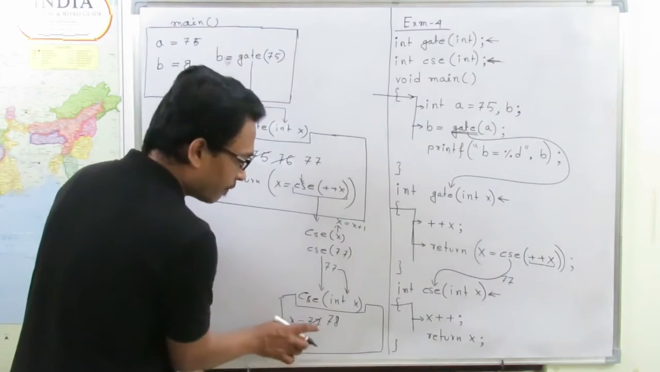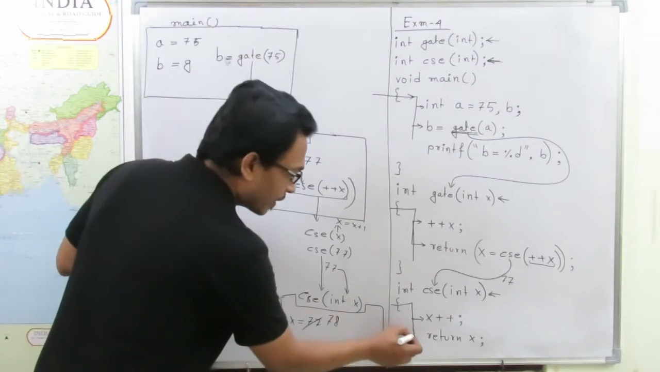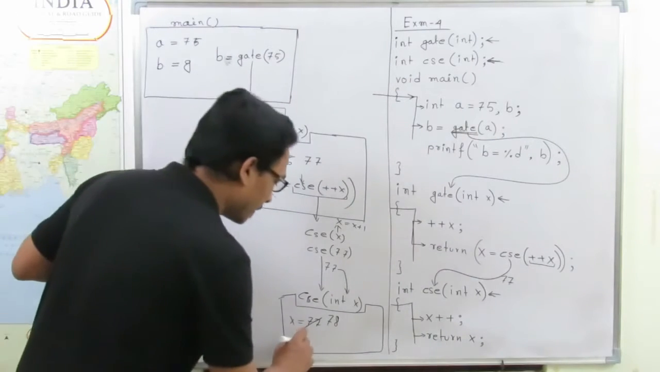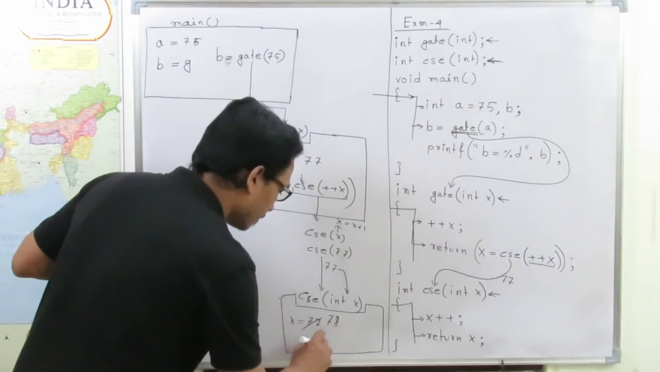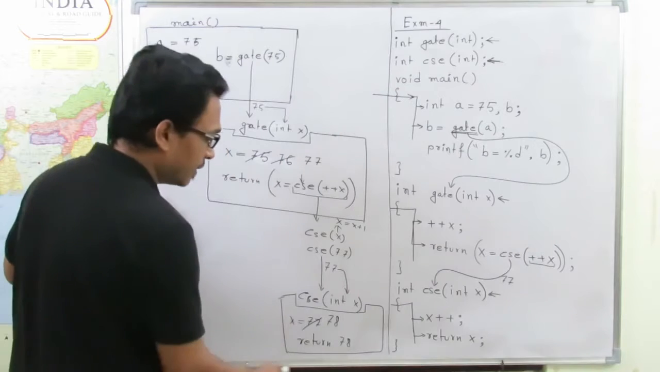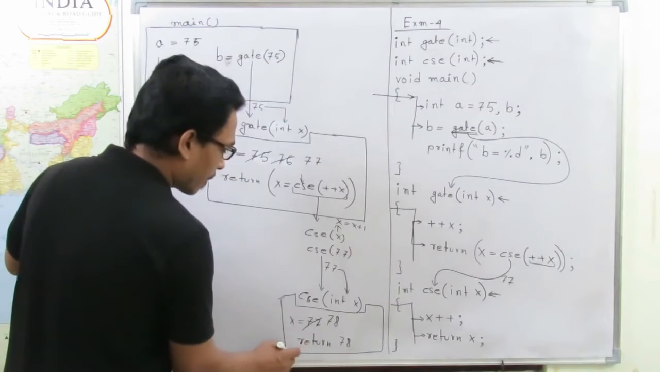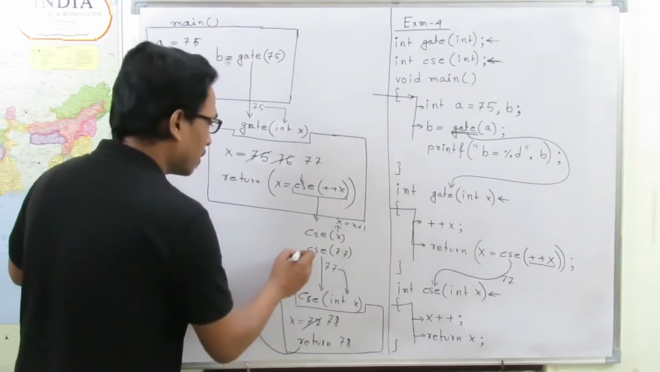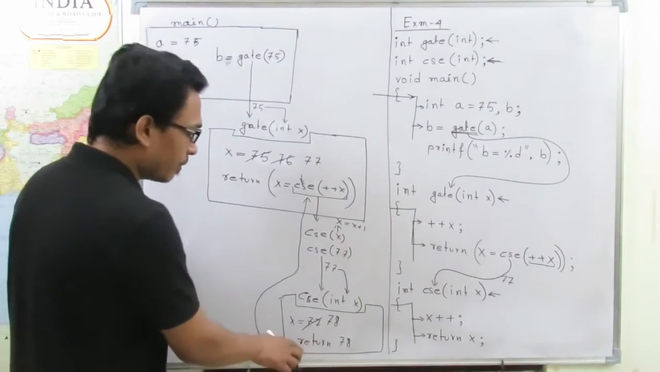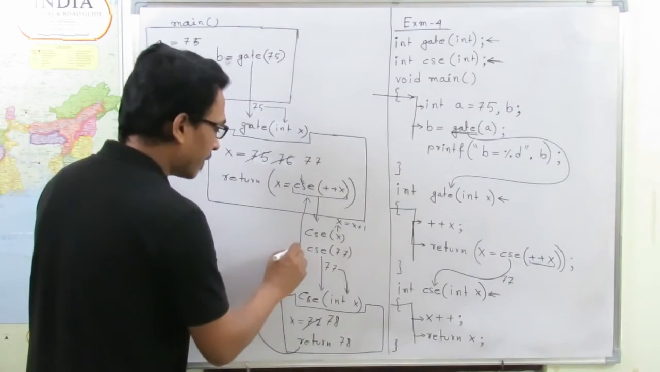Now inside this CSE function, the next instruction is return x. The value of x is 78. That means now the control of program execution comes back to the calling function. And what will be the return value? The return value is 78.